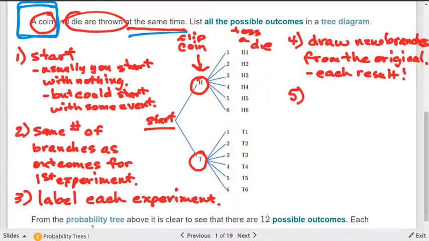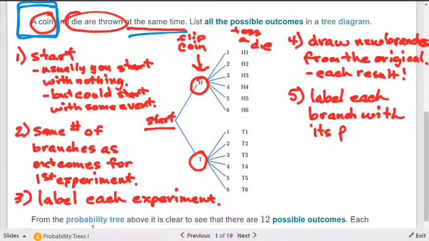Then what you're going to do is label each branch with its probability. Now they haven't done this for us here, but I'm going to do it for us. We're going to do it here on this one just for kicks. So when you're flipping a coin, you can get a heads or a tails. What's the probability of getting a heads? 1/2. So probability there is 1/2. What's the probability of getting a tails? 1/2.